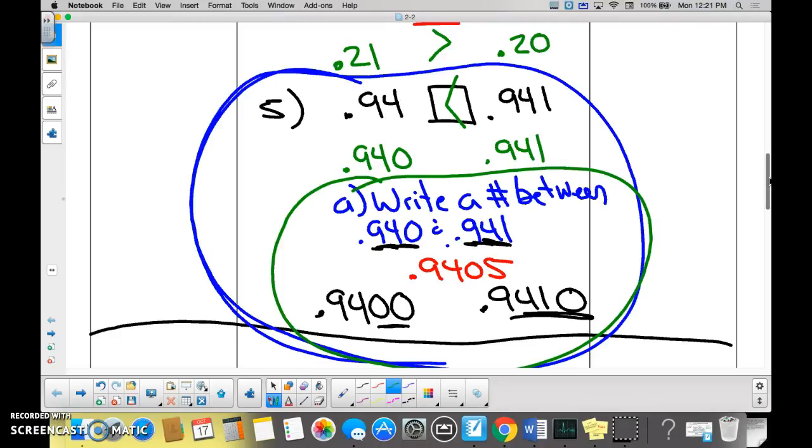A number between 940 thousandths and 941 thousandths. We simply added an extra 0 to each of them. You can find that we're looking between 0 and 10. Any questions?